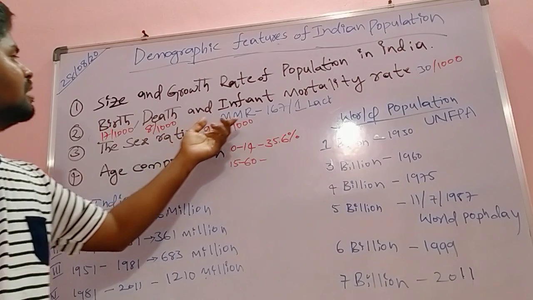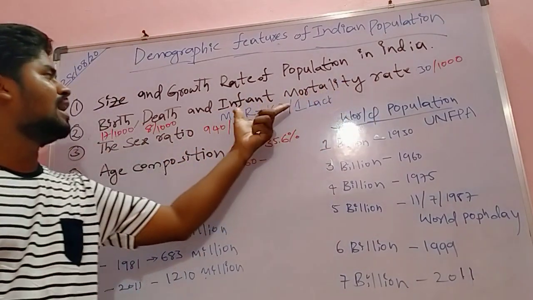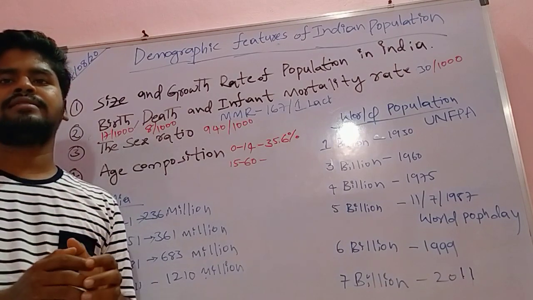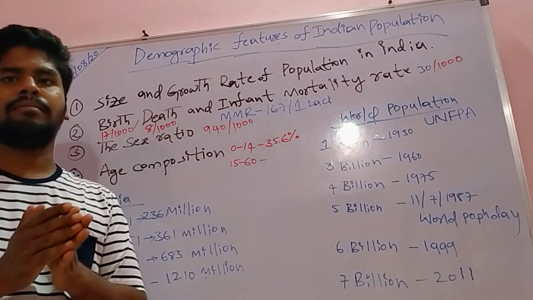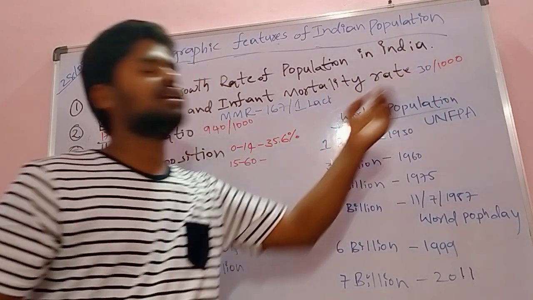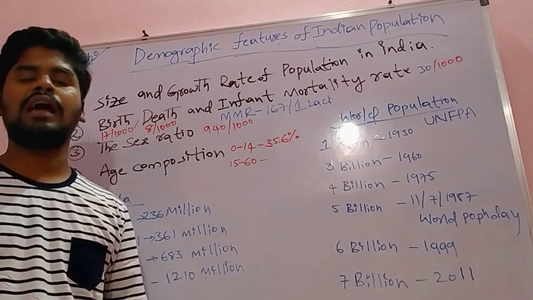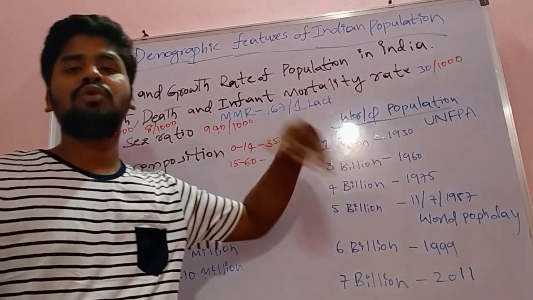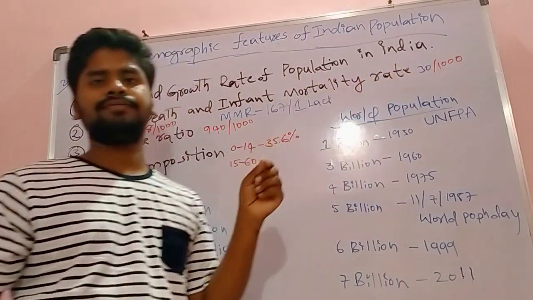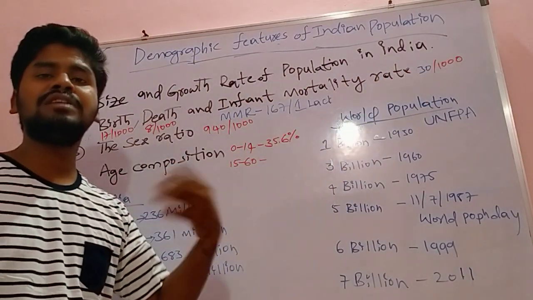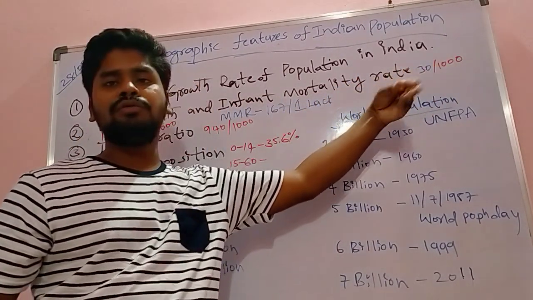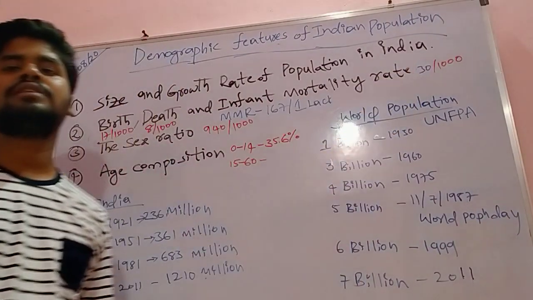Okay, and infant mortality rate. Infant mortality rate means children below 1 year of age, or below 5 years, going to die per 1,000 live births. Every 1,000 live children born, how many are going to die? Okay, that ratio is called infant mortality rate. So at present, around 30 children per 1,000 live births are going to die.